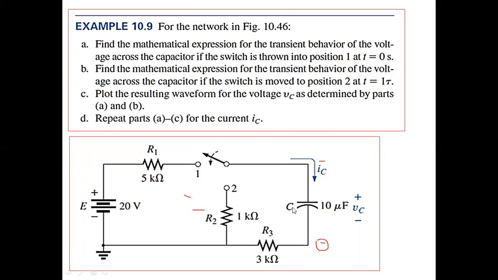It means we don't allow the switch to remain for 5 tau. So the capacitor has not been fully charged, because the switch is moved to position number 2 after 1 tau, and we know that the capacitor will be fully charged at t equal to 5 tau. In the incomplete time, the switch has been moved to position number 2, so the capacitor will not be fully charged, because the switch has been moved after t equal to 1 tau.